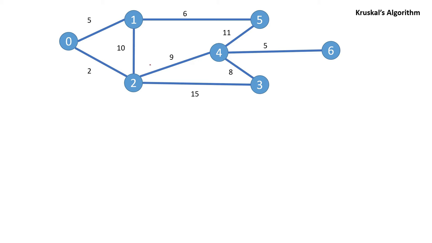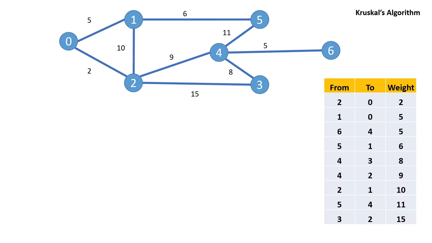Okay. So to find the minimum spanning tree of a graph using Kruskal's algorithm, what we have to do is first we have to sort all these edges according to their weight. And the sort will be in ascending order. So if I sort each and every edge according to their weight, then I will get this. So here I have marked them as from and to and the respective weight.